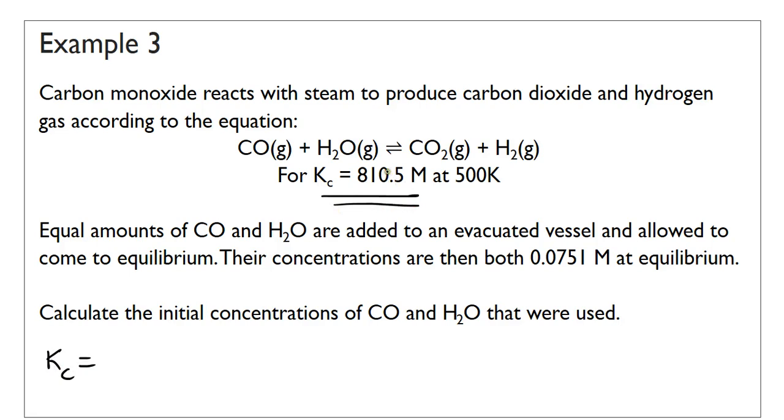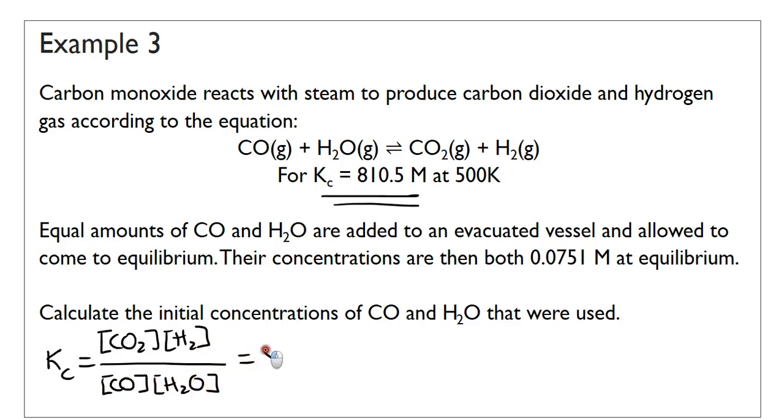Now, when you're given Kc, what I tend to do is I would write the equilibrium expression. So CO2, H2, so product over reactant, over CO and H2O. So this ratio equals 810.5 at equilibrium. Okay, equal amounts, so these two started off equal to each other. Equal amounts of CO and H2O are added to an evacuated vessel and allowed to come to equilibrium.